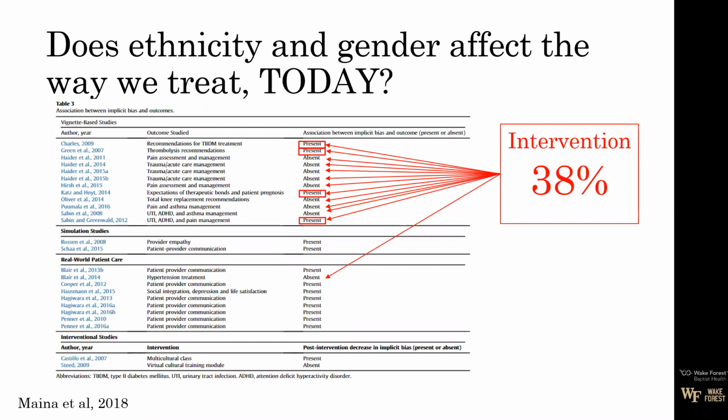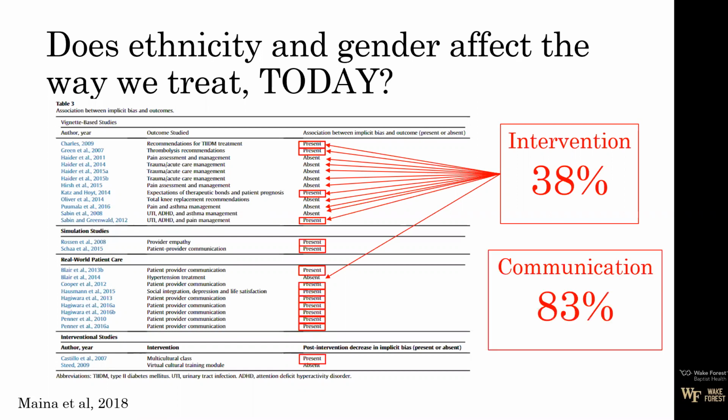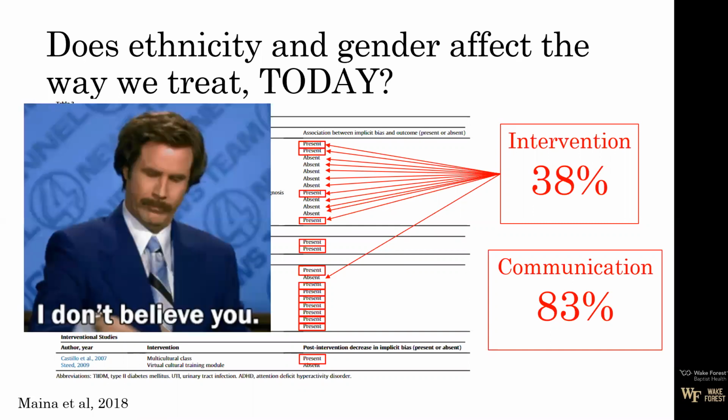What's most important is we pride ourselves on communication. I think that's what a lot of people study once they're done with med school, about how we can build a rapport. 83% of the studies showed that implicit bias affected the way we communicated and perceived certain genders and certain ethnicities, which is unfortunate. And again, this was all from a 2018 systematic review.